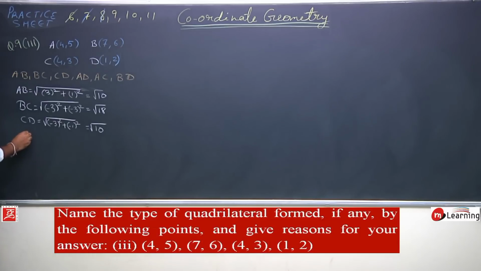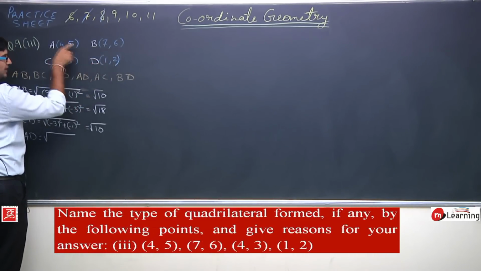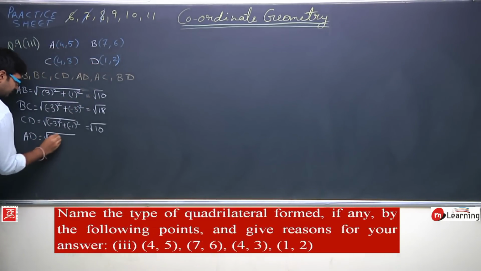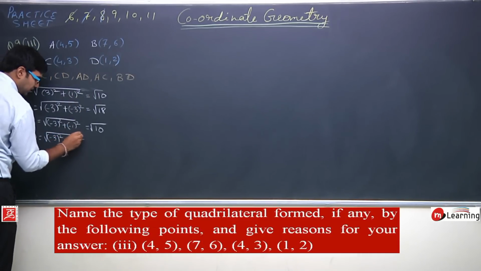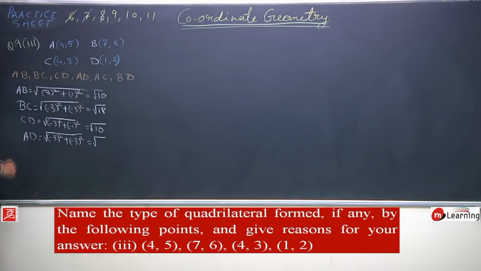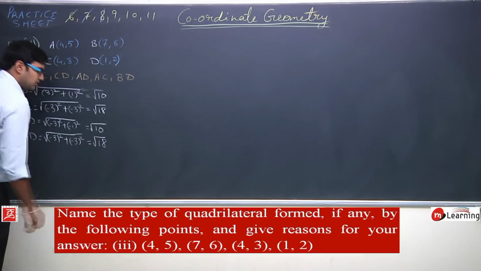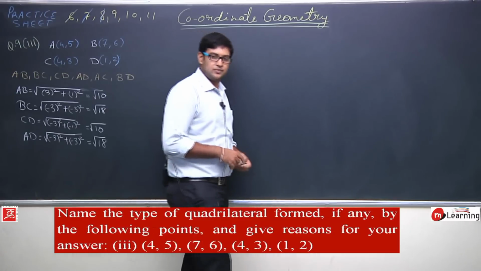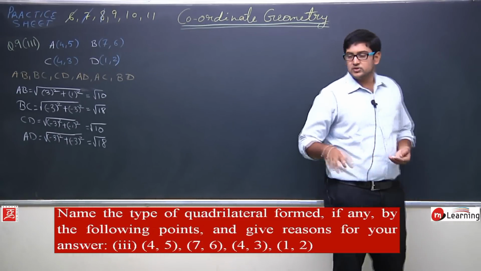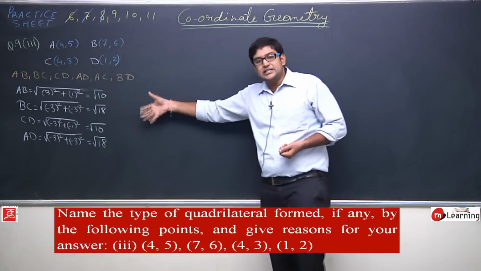Similarly, the length of AD. AD will be equal to, this is x1 y1, this is x2 y2. So x2 minus x1 will give you minus 3 square plus y2 minus y1 will again give you minus 3 square. This will be square root of 3 square is 9, 3 square is also 9. So 9 plus 9 is 18. Now we have calculated the first 4 distances. What result can we deduce from these 4 distances?